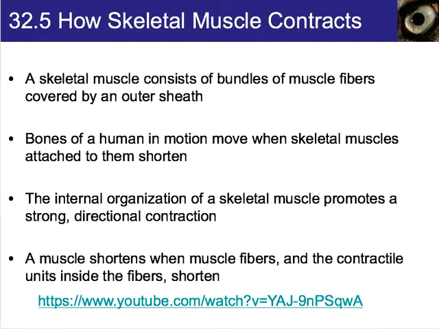Bones of a human in motion move when skeletal muscles attach to them and shorten. The internal organization of a skeletal muscle promotes a strong directional contraction, and a muscle shortens when its muscle fibers, and then the contractile units inside the fibers, shorten.